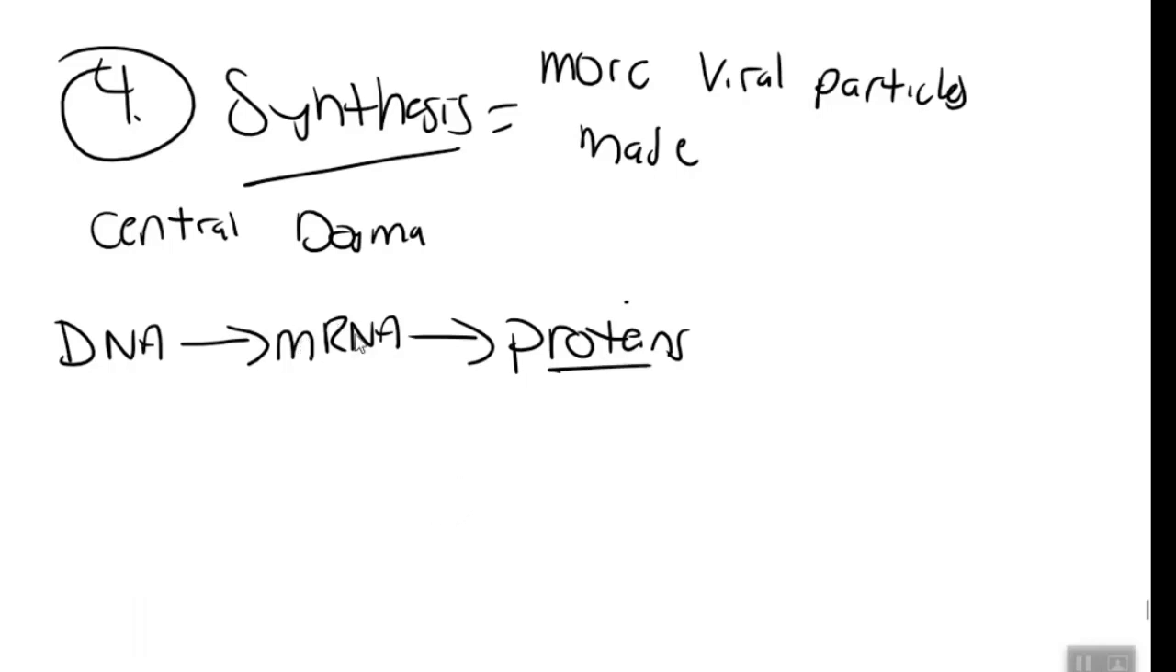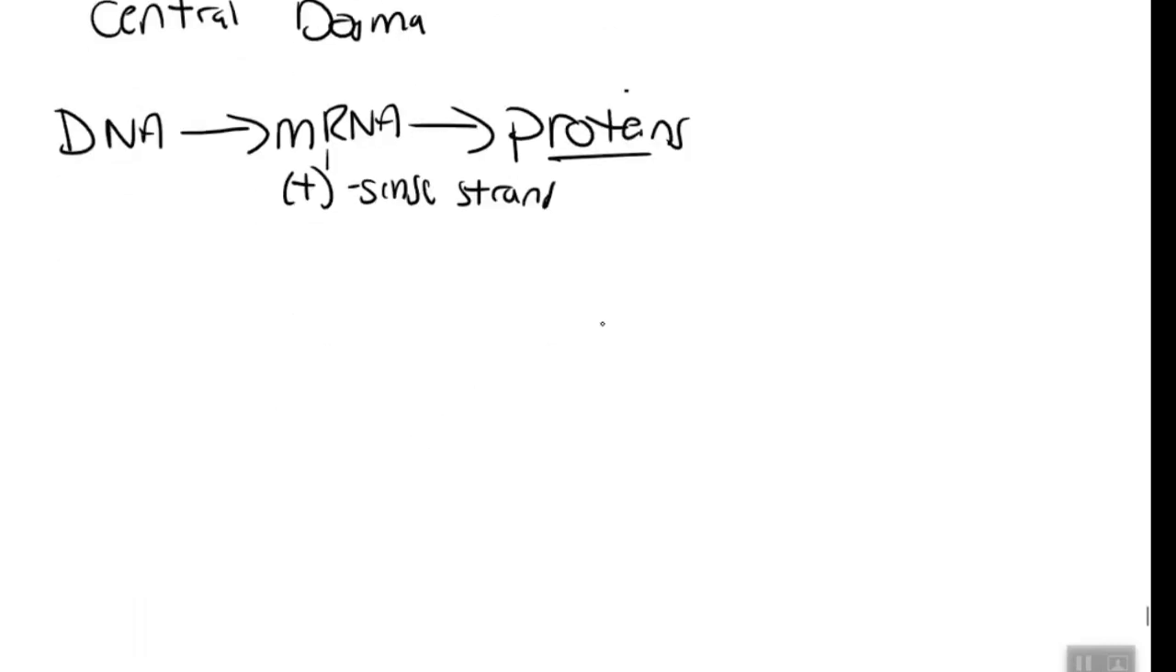Now, the mRNA that codes for proteins has to be the positive sense strand of mRNA. So no matter what type of virus it is, it always is going to need to make this positive sense strand of mRNA in order to make proteins, to make more capsid, to make more spikes.